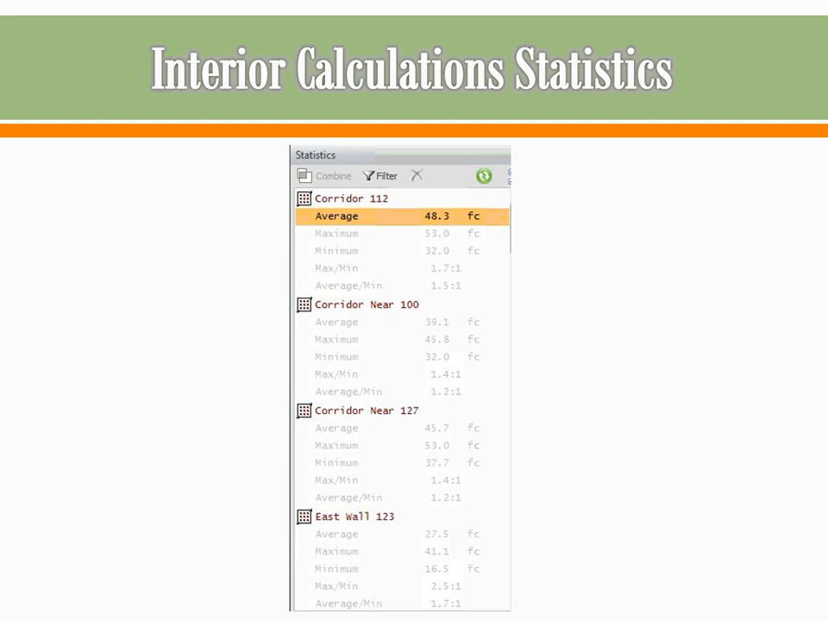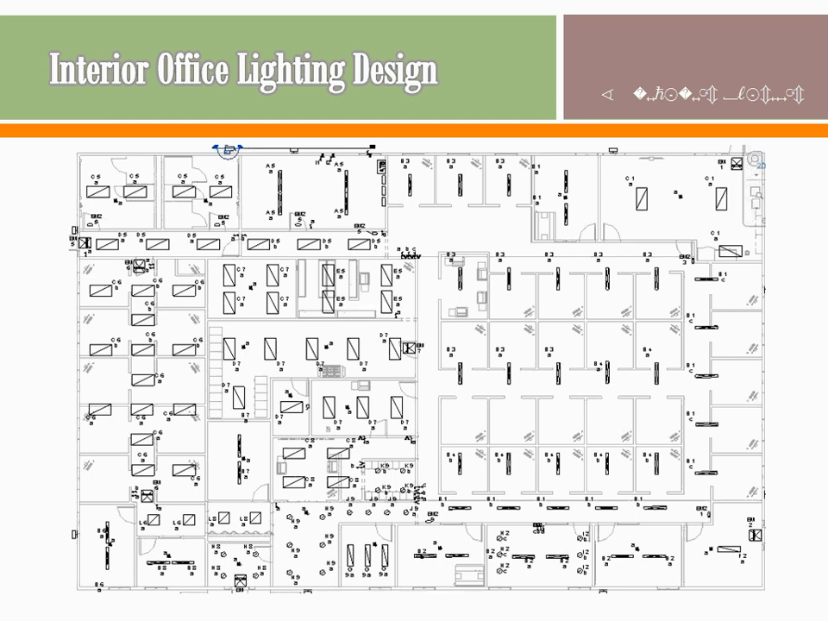So let's see. This would be the interior office lighting design. At the point that we had decided what the layout was going to be in Visual and accepted it as something that we really liked, we went ahead and exported it back into AutoCAD, rescaled it so that we could send it back into Revit, and brought that in basically as a layer or family. And then we imported a family of lighting fixtures.